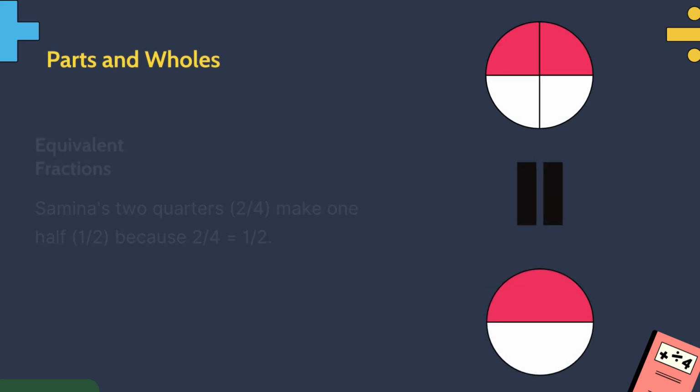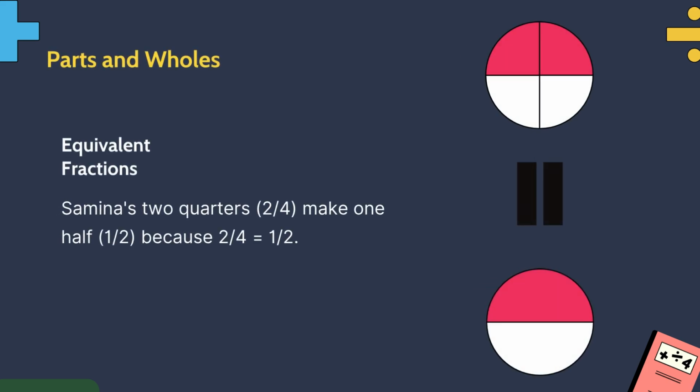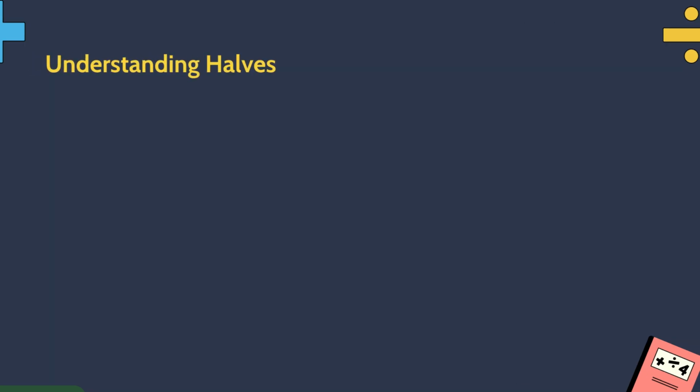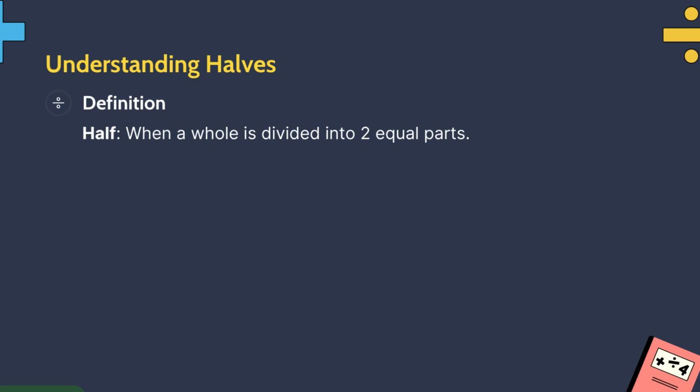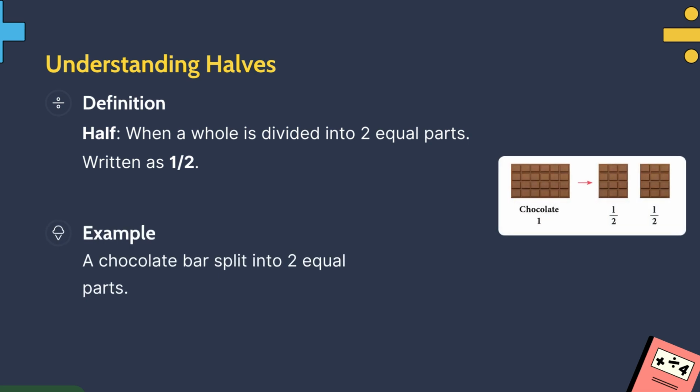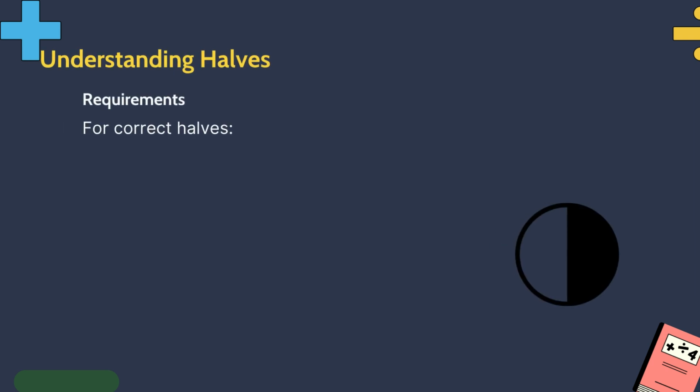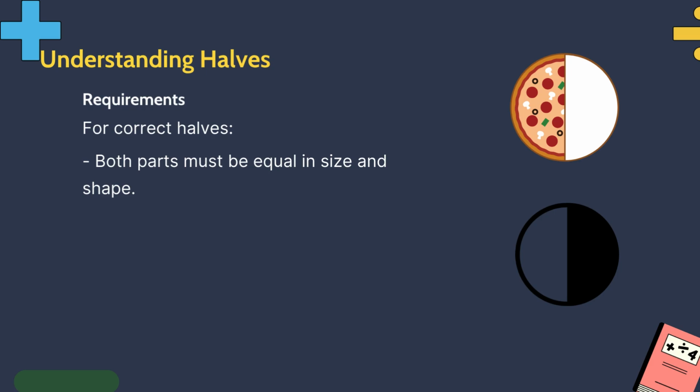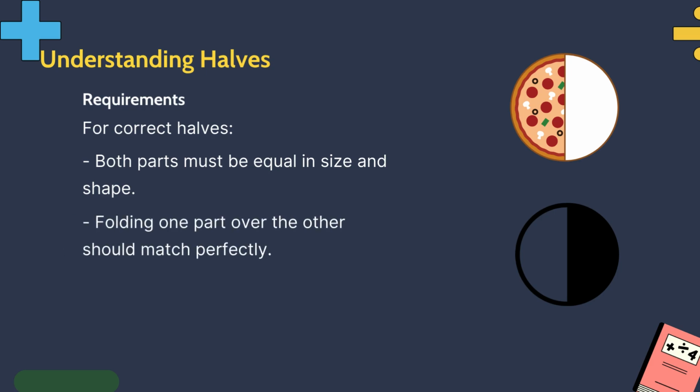Continuing with our example, Samina's 2/4 make one half, because 2/4 equals a half. Next, let's understand halves. A half is when a whole is divided into two equal parts. For example, if we take a chocolate bar and split it into two equal parts, each part is a half of the bar. For halves to be correct, both parts must be equal in size and shape, meaning if you fold one part over the other, they should match perfectly.